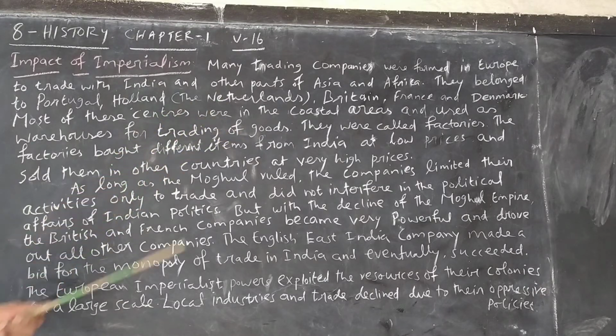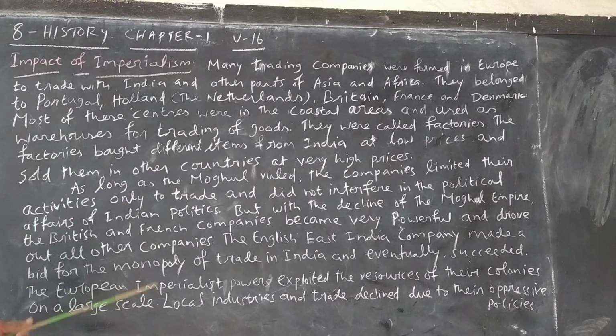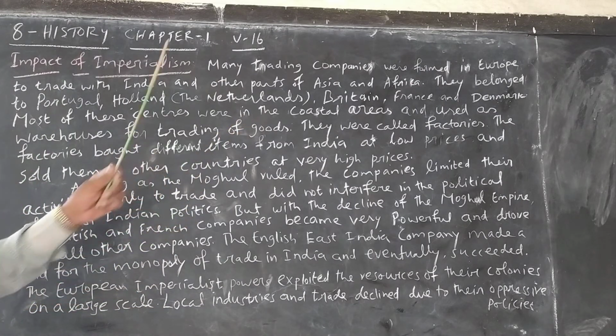They were called factories. Factories, not about anything that was manufactured. The officials who were working, the people who worked in the warehouses, were called factors in those days. Since factors were there, they were called factories. Don't mistake it for any manufacturing industry. Nothing was manufactured. So they were called factories.